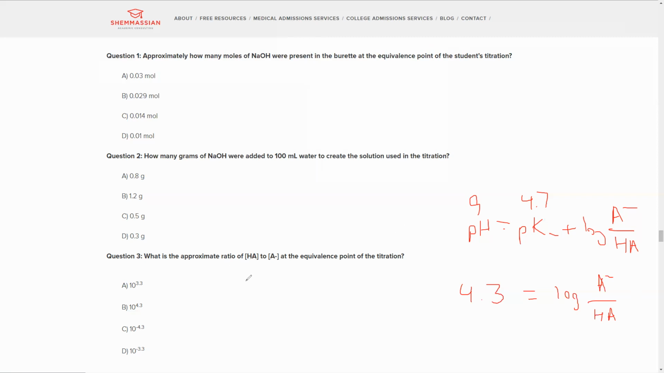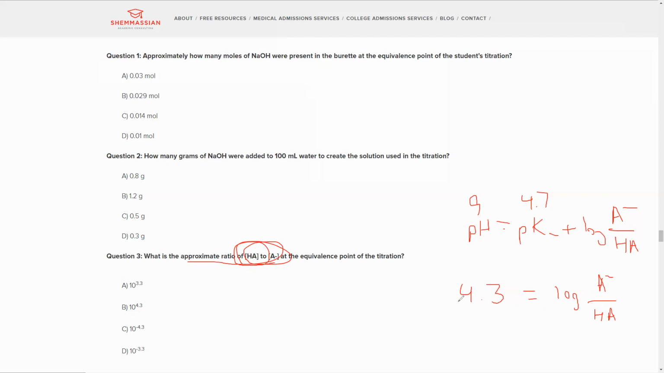What am I trying to solve for? Yeah, you want the opposite, right? What is the approximate ratio of HA over A? And what I have here is A minus over HA. So I always want to set it up so that whatever value it spits out is going to be exactly what I want. No thinking after that. I need to set it up properly first.